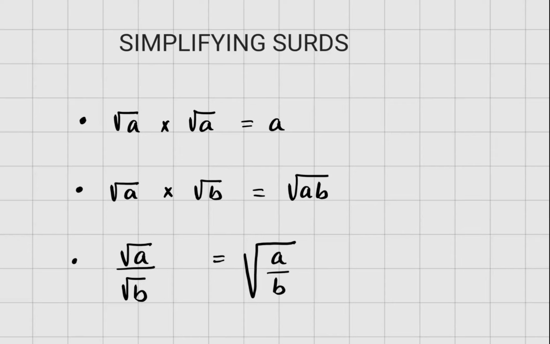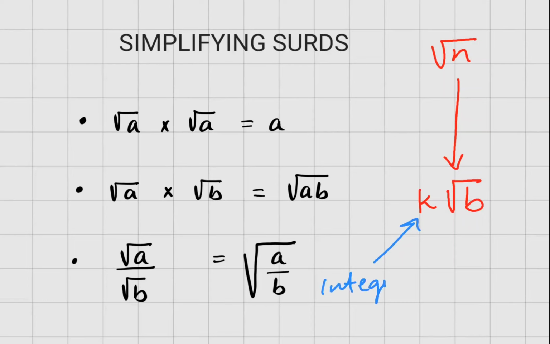So you might start up with the square root of some number, let's say some number n, and what you want to achieve at the end of the day is something like this: k multiplied by the square root of b, where k is going to be an integer, right? This is going to be an integer, and our square root of b is still a surd, but at least it's a surd that is smaller than square root of n. It's a surd that is smaller than what we started with.